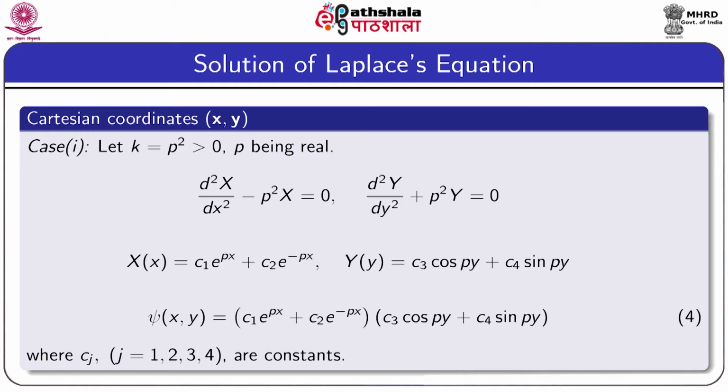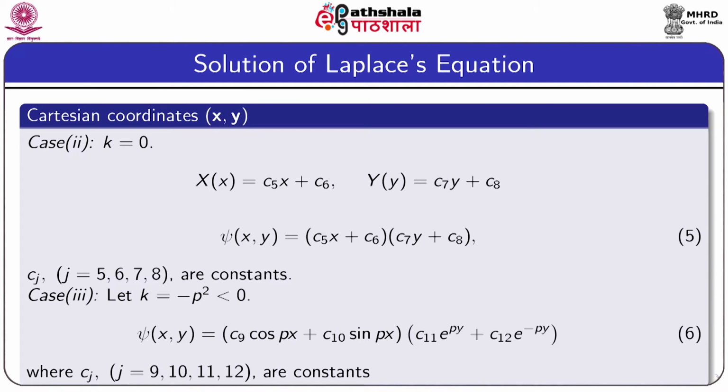So, the solution of the original equation, that means the solution of equation 1, is psi equal to capital X times capital Y. That equals (c1 e^(px) plus c2 e^(-px)) times (c3 cos py plus c4 sin py), where all cj's are constants for j equals 1, 2, 3, 4.